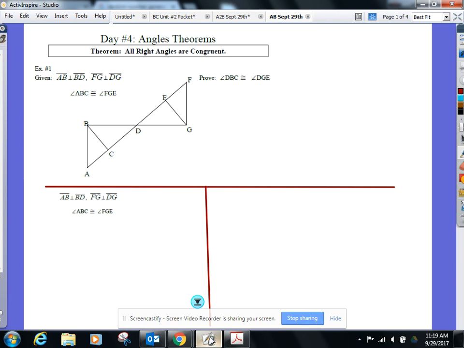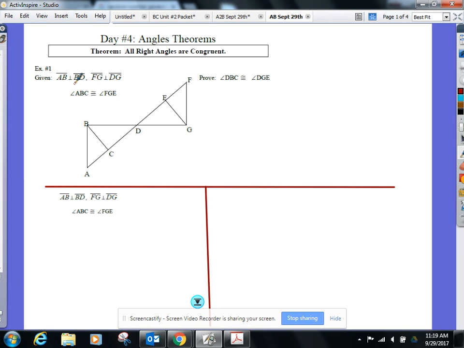All right? So take a look at this first one right now, the theorem we're about to use: all right angles are congruent. Look at the given so we can mark our diagram. AB perpendicular to BD. What happens when two perpendicular lines are formed? This is going back to unit 1. Two perpendicular lines are formed. What's formed? A right angle. Mark the right angle on the diagram where AB and BD meet each other. And then you could do the same thing for where FG and DG meet each other.